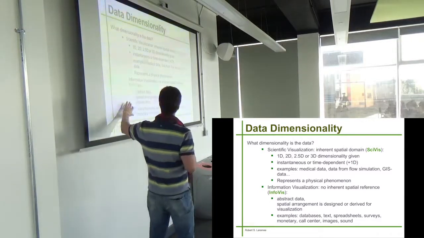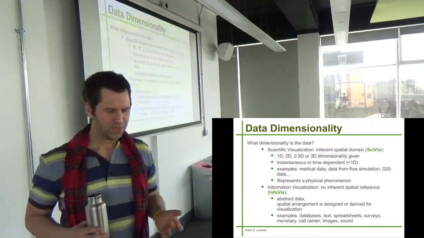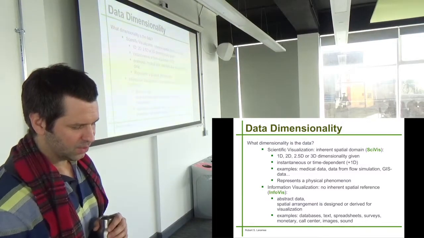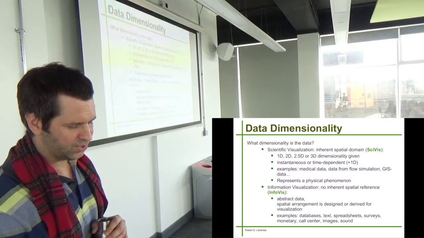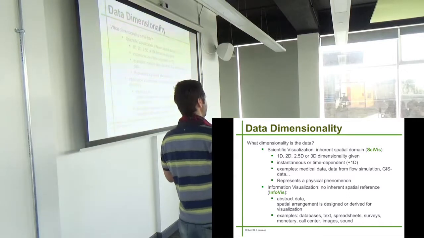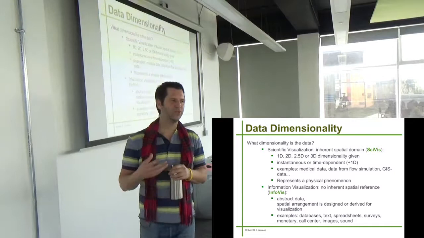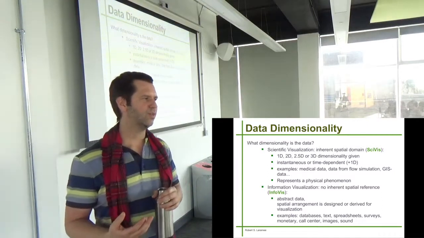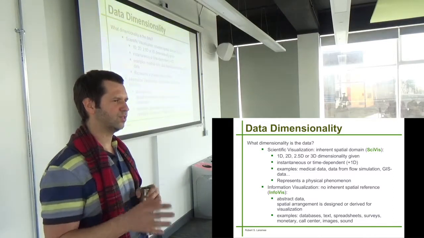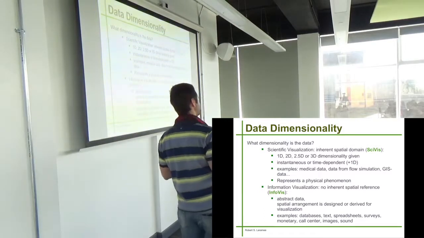In information visualization, there's no inherent spatial reference. We'll see some examples of that. But if you took away the locations of the healthcare data, then you'd be left with just an information visualization scenario. You take away the locations. It's abstract data, there's no inherent spatial geometry.